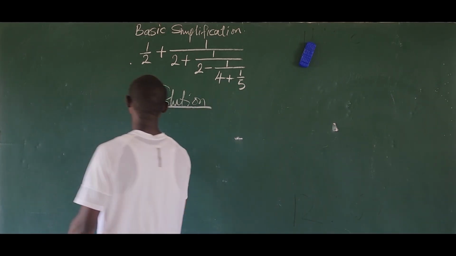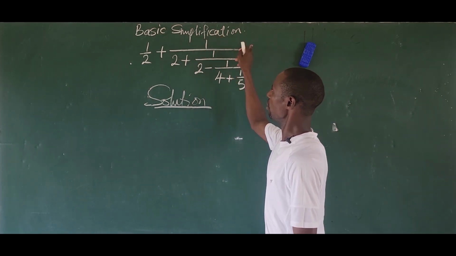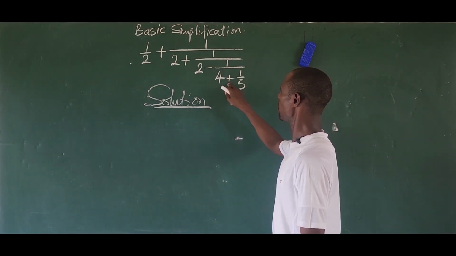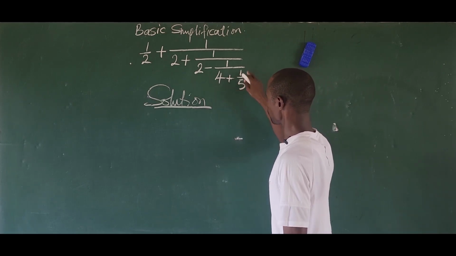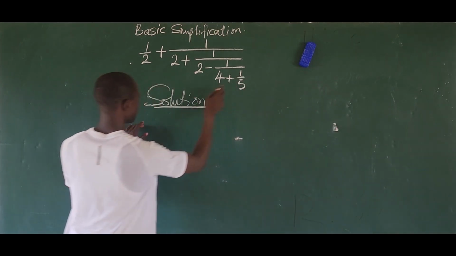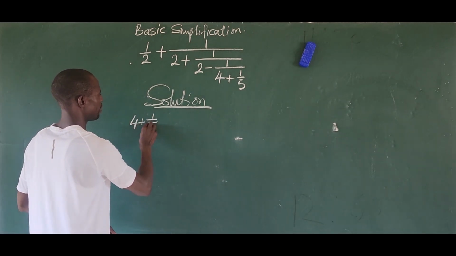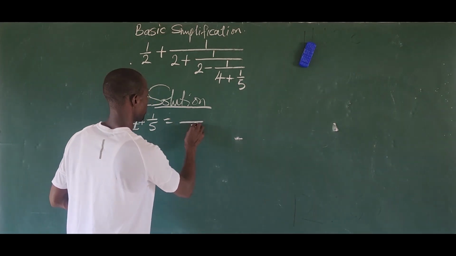So the question is 1 all over 2 plus 1 all over 2 plus 1 all over 2 minus 1 all over 4 plus 1 all over 5. We want to take these 4 plus 1 all over 5 first. So if we take this first, this is going to give us 4 plus 1 all over 5, and the 4 is all over 1.